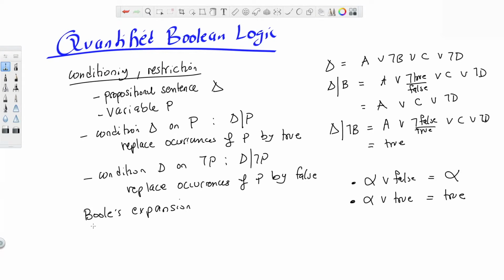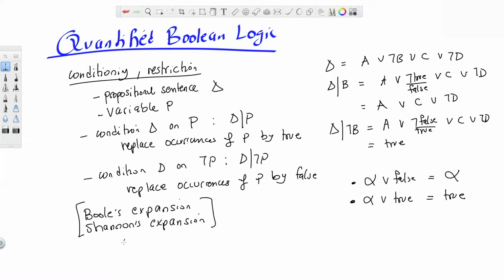And sometimes it's known as Shannon's expansion. I'm going to write it, and maybe you can tell me why you think it's important or where it could find its uses. And let me do this in blue here.